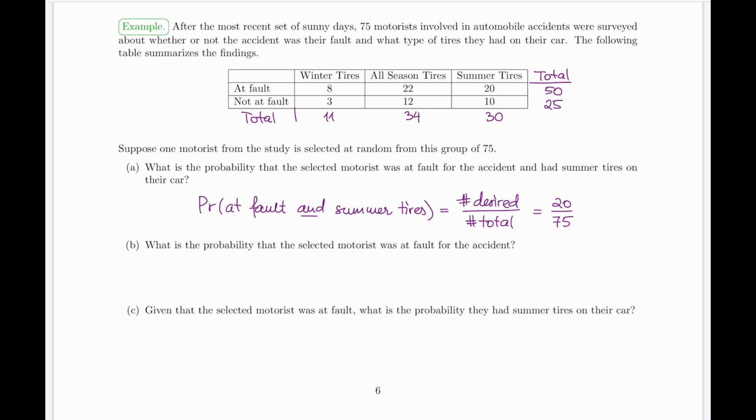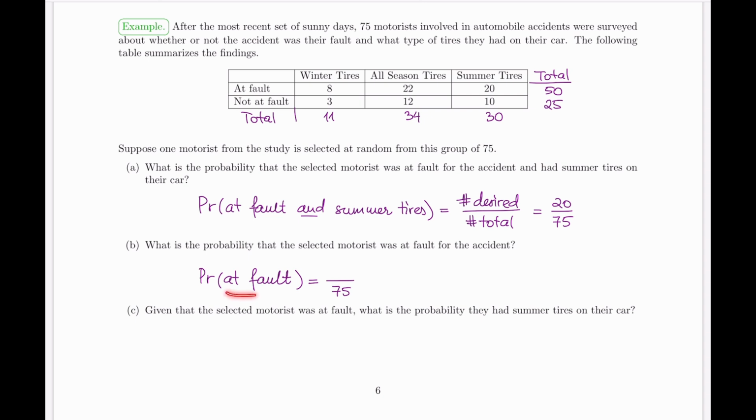What is the probability that the selected motorist was at fault for the accident? No mention of any kinds of tires here. So I am just interested in what is the probability that if I choose a random person from the set, they're going to be at fault. Again, I am using my trusty formula, number of desired over number of total. The number of total, of course, doesn't change. It's still going to be 75.